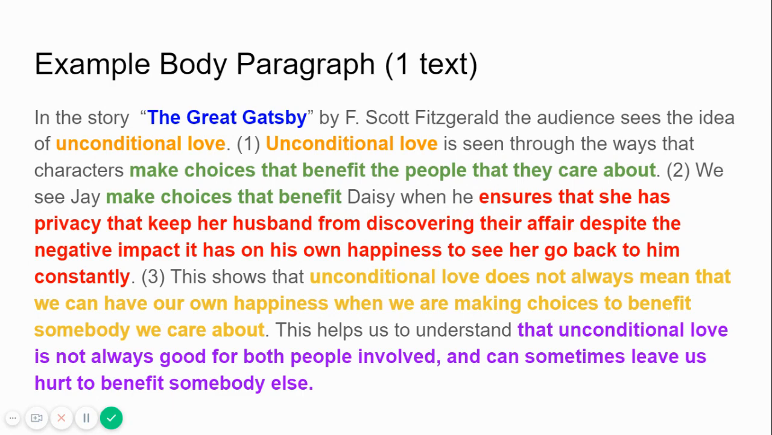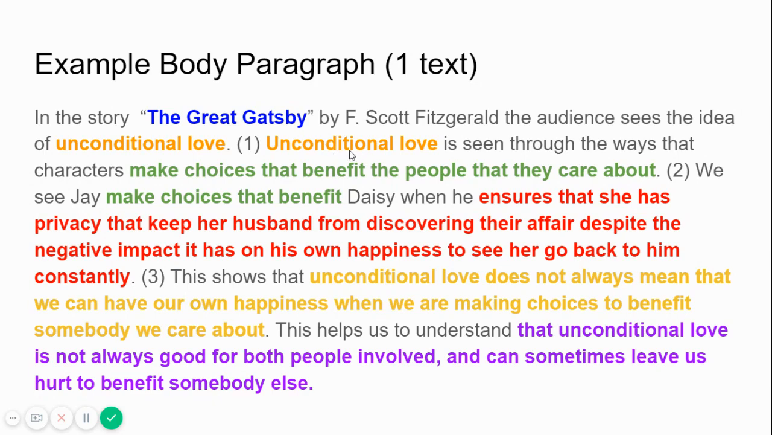So in the story The Great Gatsby by F. Scott Fitzgerald, the audience sees the idea of unconditional love. In that statement, we have an introduction of the text and an introduction of the theme. Next, we go on to explain our theme a little bit more by identifying some ideas that we might have seen in the film that show this theme. So unconditional love is seen through the ways that the characters make choices that benefit the people that they care about. So here we've got an idea that falls within your wider theme.